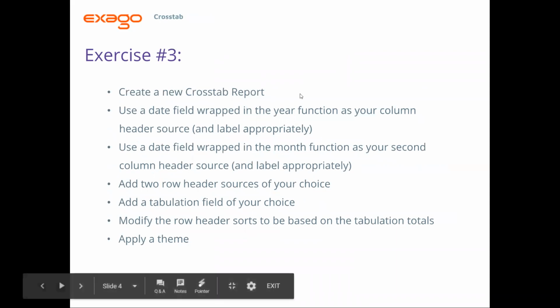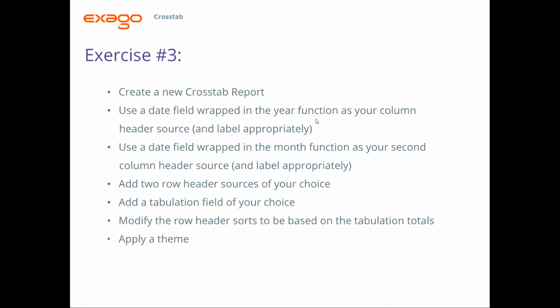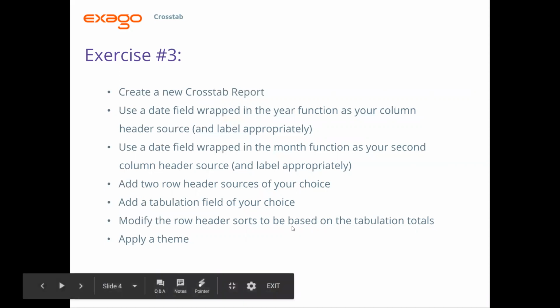Next up, create a crosstab report. Set up the column headers to be the year of a date field and the month of a date field, and modify your labels appropriately. Add two row header sources and add a field to define the tabulation. Then modify the row headers to sort based on tabular totals. Lastly, apply a theme of your choice.